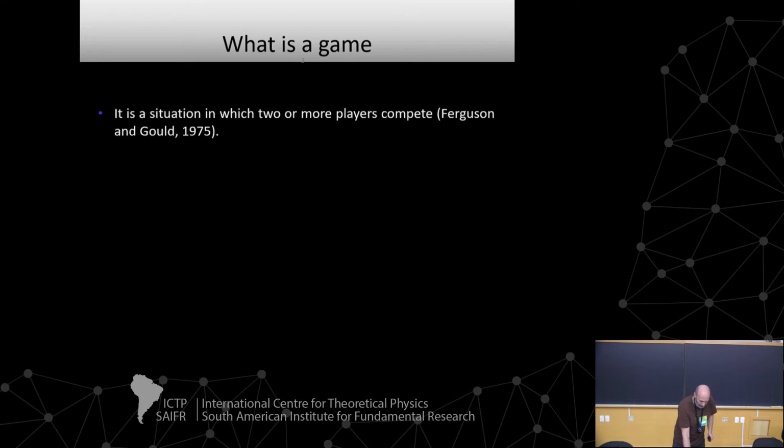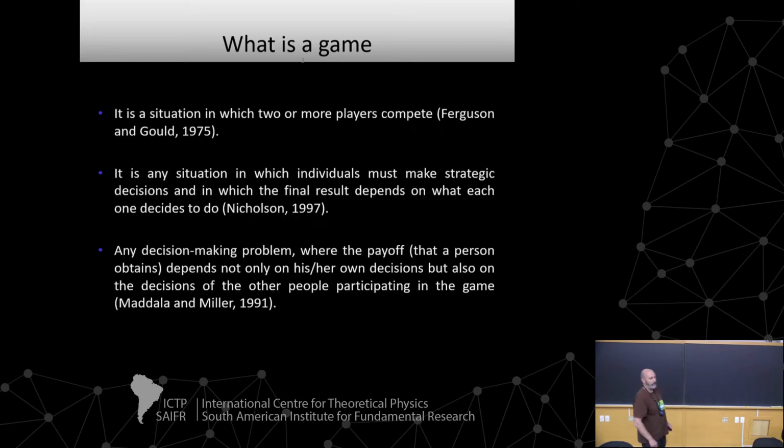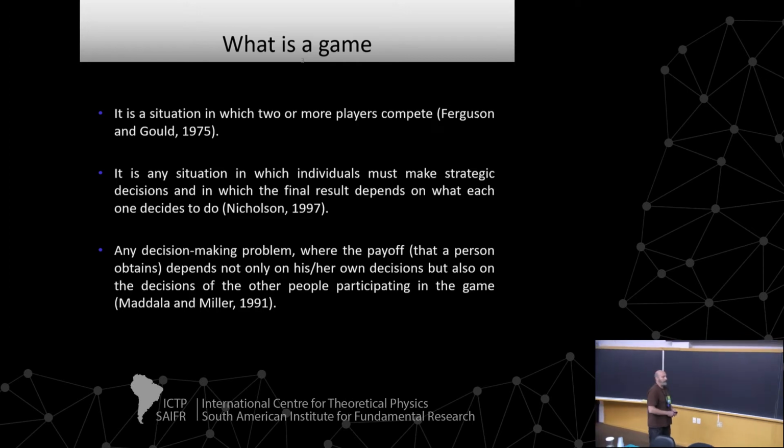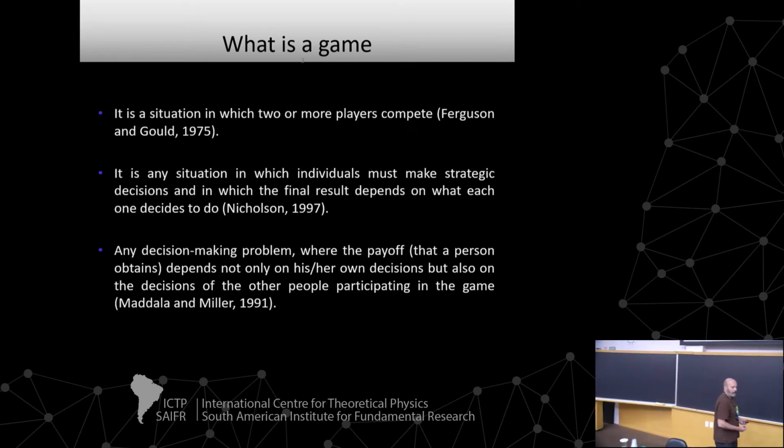I will start by defining what a game is in words. There are several definitions of what a game is. We can say that a game is a situation in which 2 or more players compete, or any situation in which individuals must make strategic decisions, and this is something important, strategic decisions, and in which the final result of this competition depends on what each one decides. So depending on what one player and the other decide, they will have some payoff. And we will define in brief what payoff means.